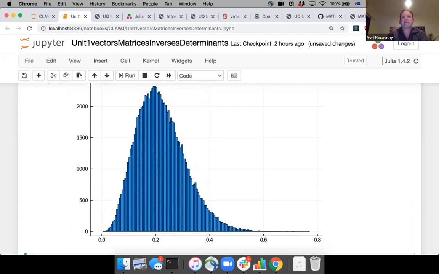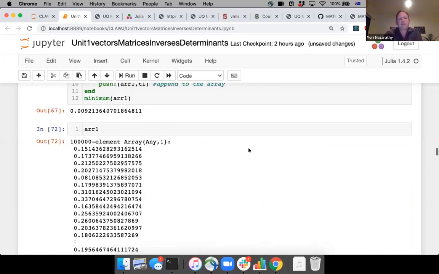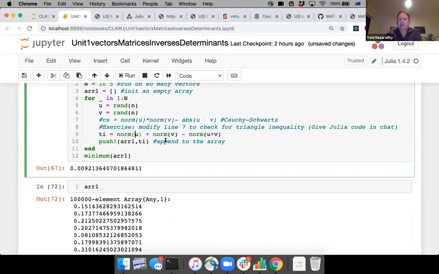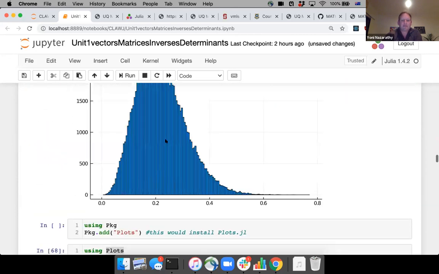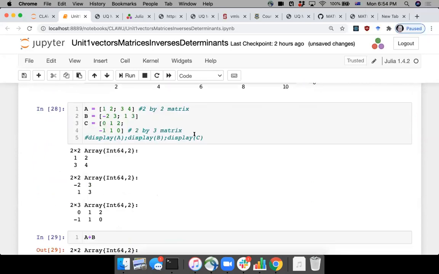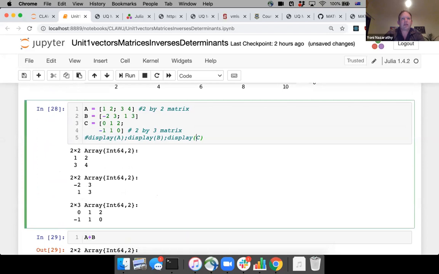Did somebody want to say something? Okay, so there was the case when u equals negative v. Well, when u equals negative v, it's still not going to be zero, because then u plus v is zero, but the sum of the norms is twice the norm of u. Okay. All right, let's move on. We've done this.